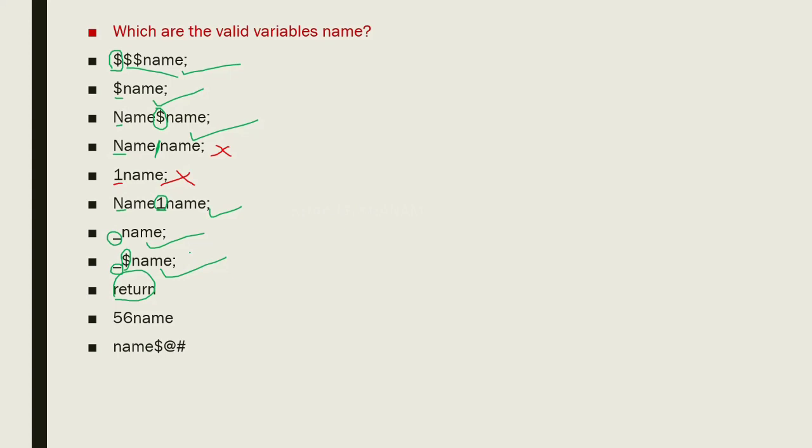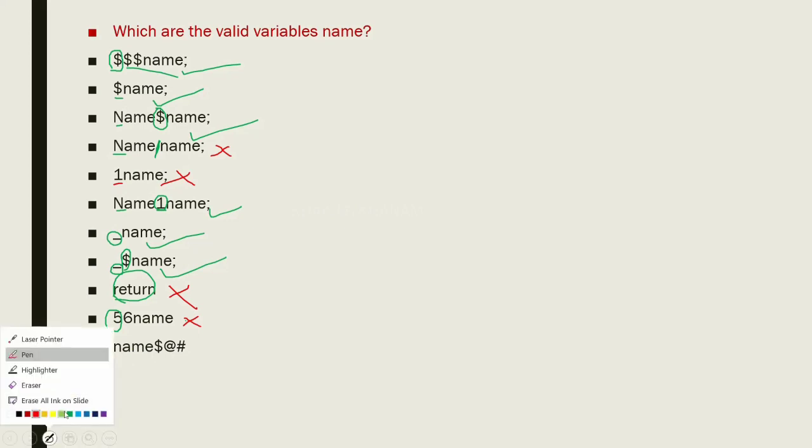Whatever variable name we are creating, it should not be a reserved word. Now this return, in functions we use the return keyword. So this is a reserved word in JavaScript, and it is not a valid variable name. Similarly we cannot use for. Then again this is starting with a number, so it is not a valid one. It is not a valid variable.